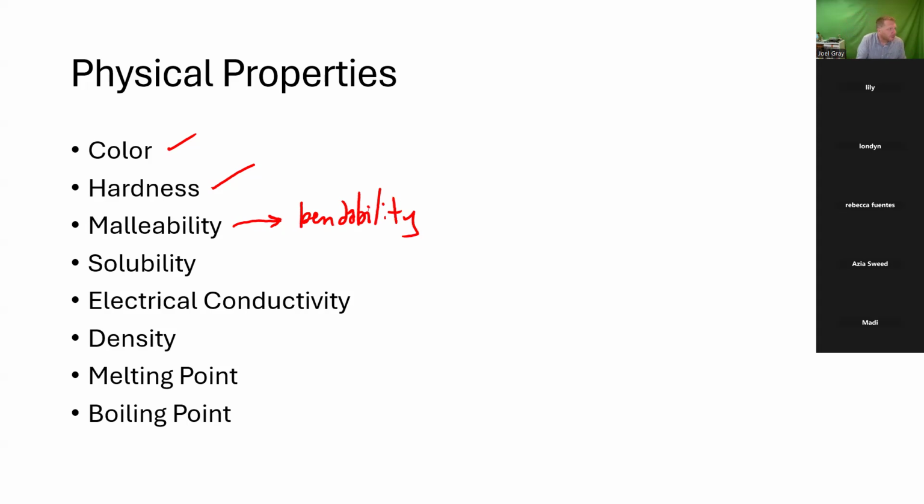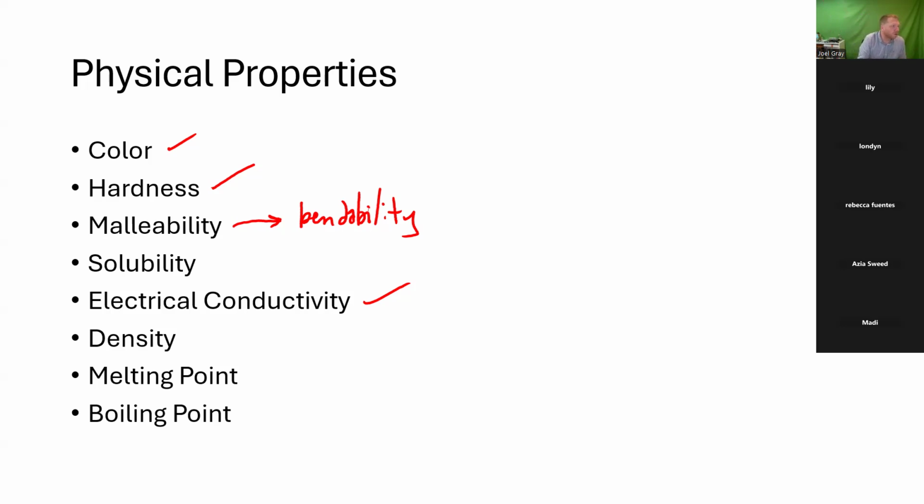Okay. Then electrical conductivity. Does something conduct electricity well? If something were to be struck by lightning, would the electric current through that lightning go straight through it, or would it stop there? Density. Melting point and boiling point. These are all physical properties.